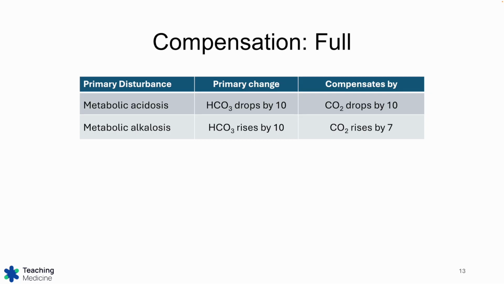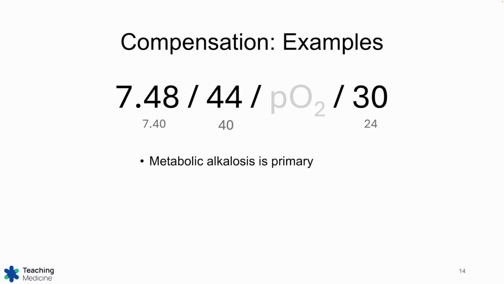When you have a primary metabolic alkalosis, the bicarb increases, and for every increase in the bicarb of 10, the carbon dioxide compensates by going up by 7. So it's not as much of a change as for metabolic acidosis. And let's take a quick look here.